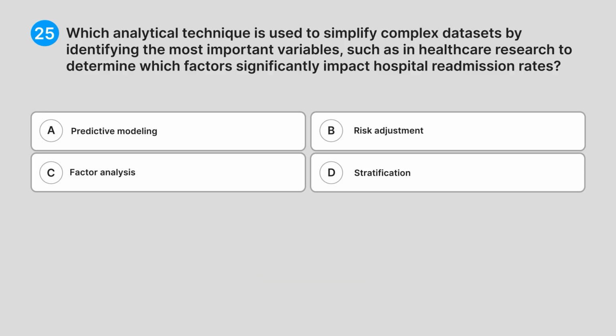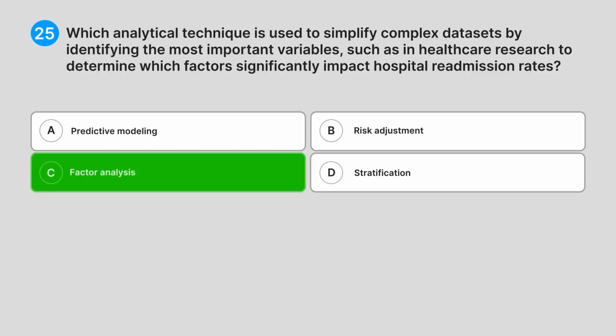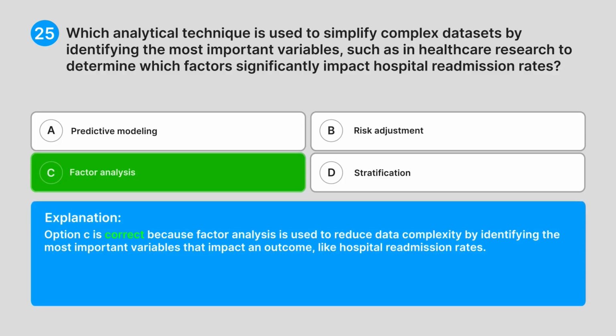Correct answer, C. Factor analysis. Explanation. Option C is correct because factor analysis is used to reduce data complexity by identifying the most important variables that impact an outcome, like hospital readmission rates.